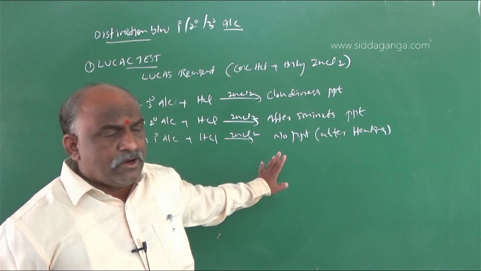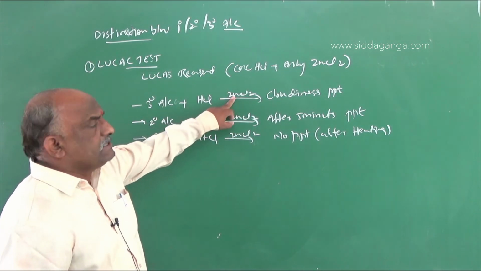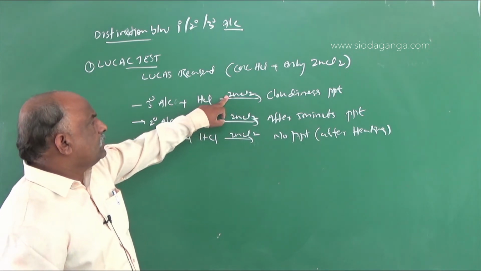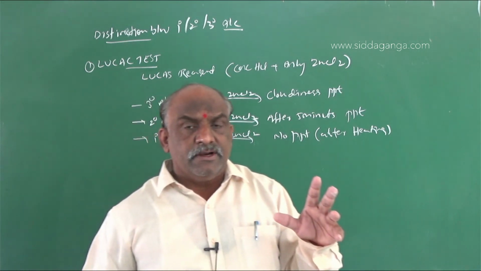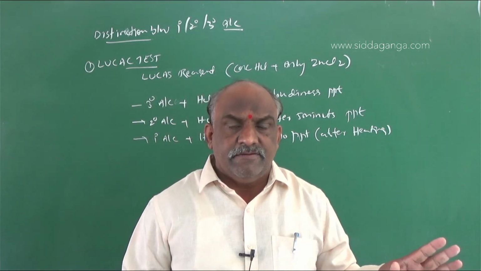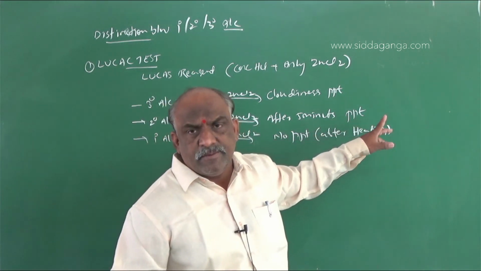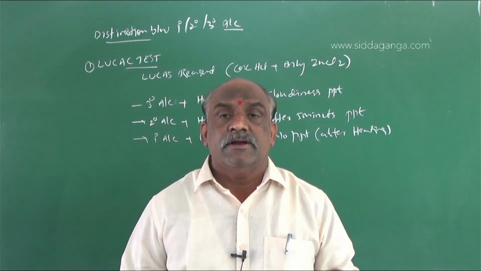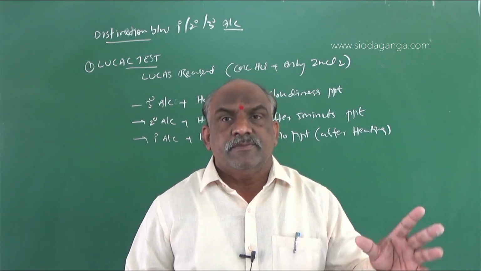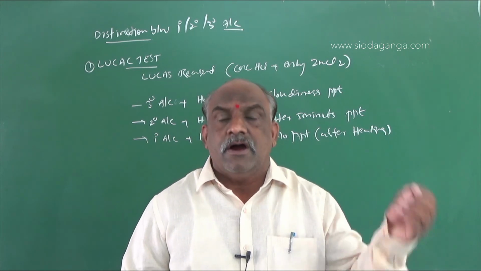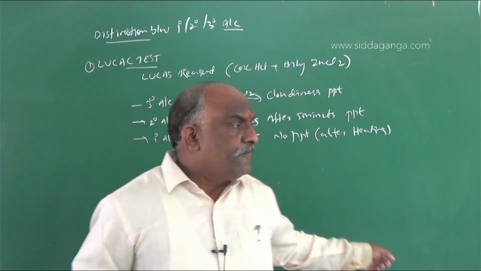No precipitation we will get. When tertiary alcohols are treated with Lucas reagent, HCl plus ZnCl2, immediate white precipitation, cloudiness, we will get; that is a tertiary alcohol. Suppose we observe the cloudiness after 5 minutes, that is said to be a secondary alcohol. For primary alcohol there is no cloudiness. After some time, if you heat the substance and get any cloudiness or precipitate, that is said to be a primary alcohol.